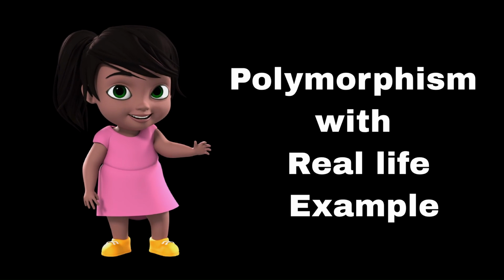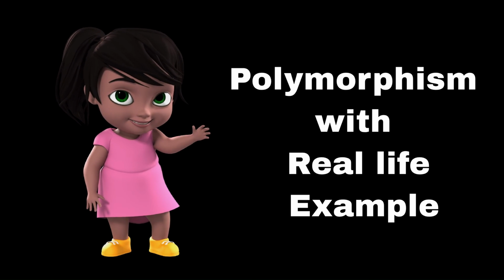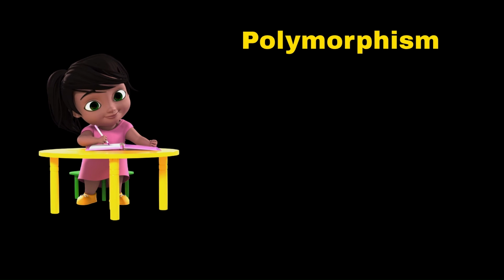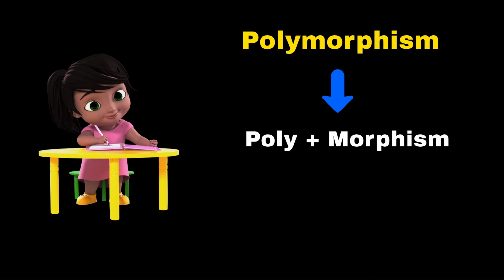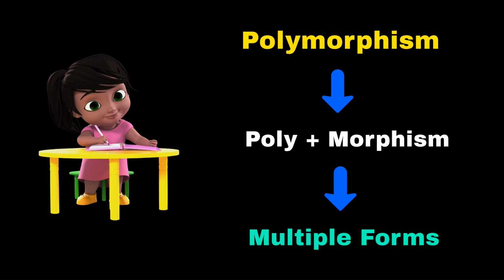Hello everyone, in this video we will understand polymorphism with a real life analogy. The word polymorphism is a combination of two different words, that is poly and morphism. Poly means multiple and morphism means form or state. So polymorphism in general means one object can have multiple forms.